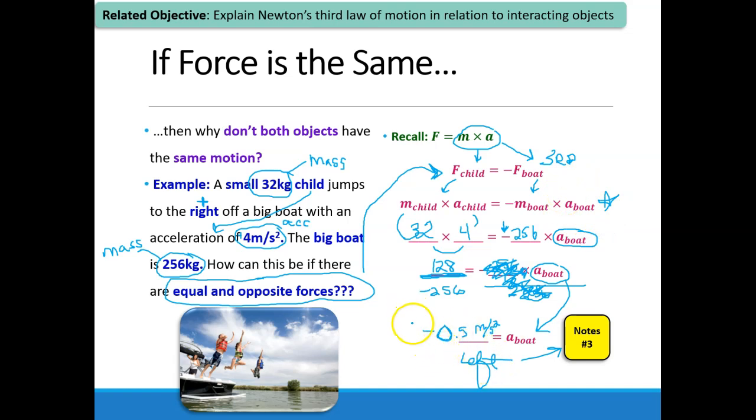So that is why when you jump off of something that is much, much larger than you, it doesn't necessarily look like it has the same motion, but it is still equal and opposite forces. Go ahead and answer number 3 in your notes and pause the video and then come back when you are ready.